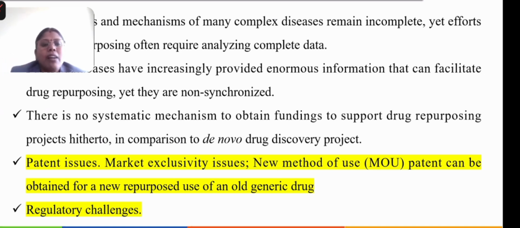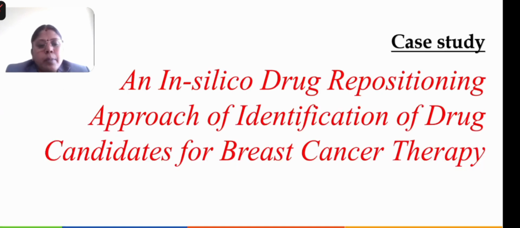Of course, we have the patent issues, especially the market exclusivity issues. We have to go for a new method of use patent only, because the drug has already been patented for its own use, one use. Now again we have to go for a second use. We have some patent issues. Of course, we also have some regulatory challenges. So with this I'll be concluding my first part.